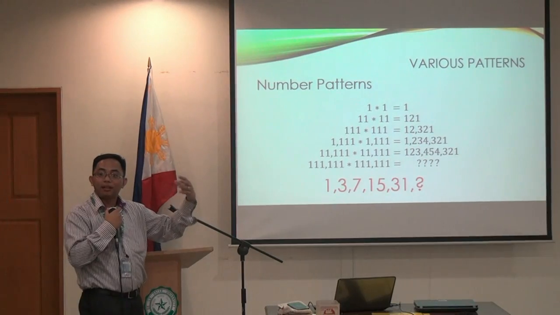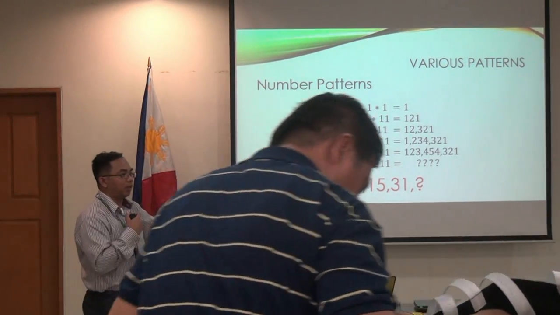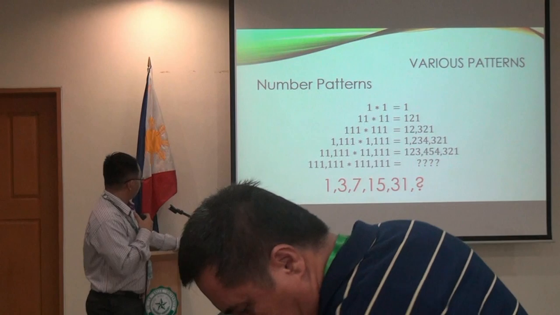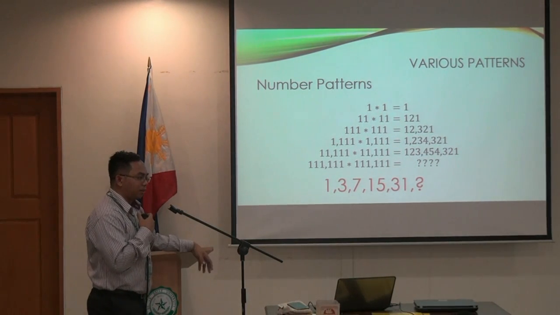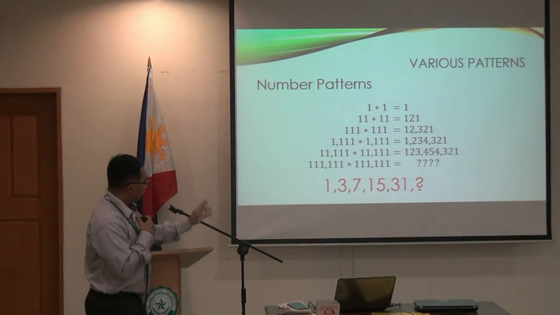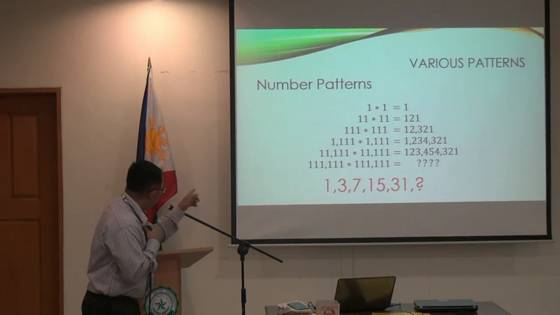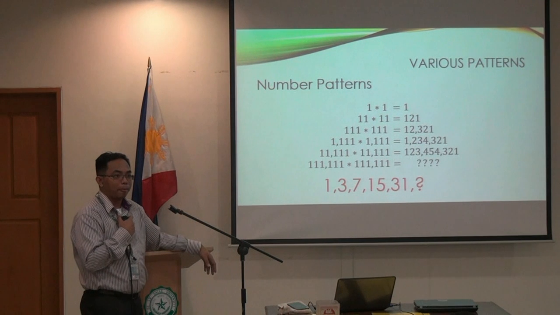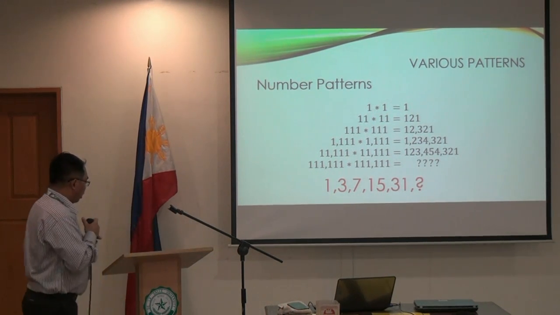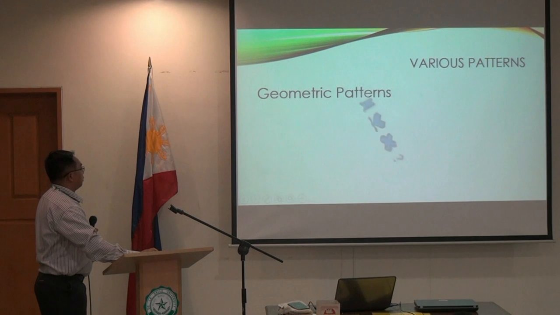So you have a pattern of saying the first one is just 2 to the 0, 2 to the 1 minus 1. The second one is 2 to the 2 minus 1, third is 2 to the 3 minus 1, and so on. So you get the next pattern to be 2 to the 1, 2, 3, 4, 5, 6 minus 1. So you get 63. Okay? So, yes.